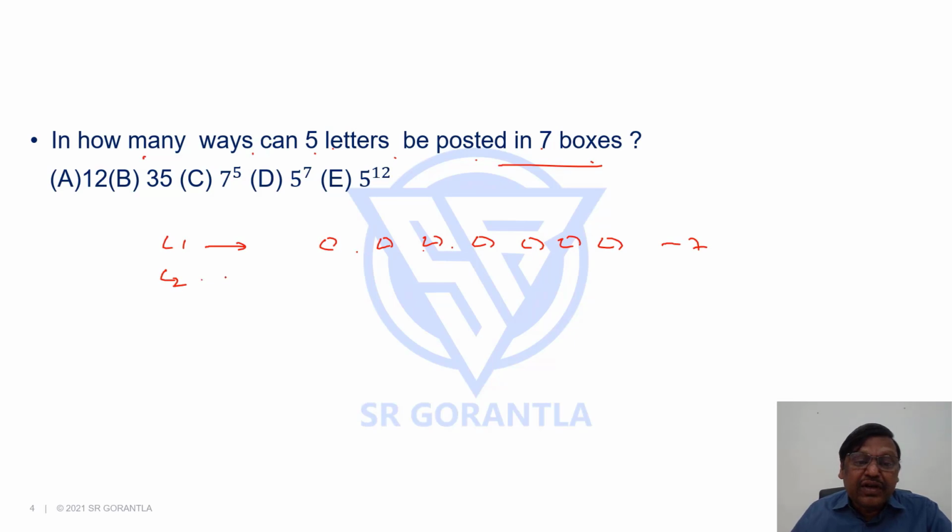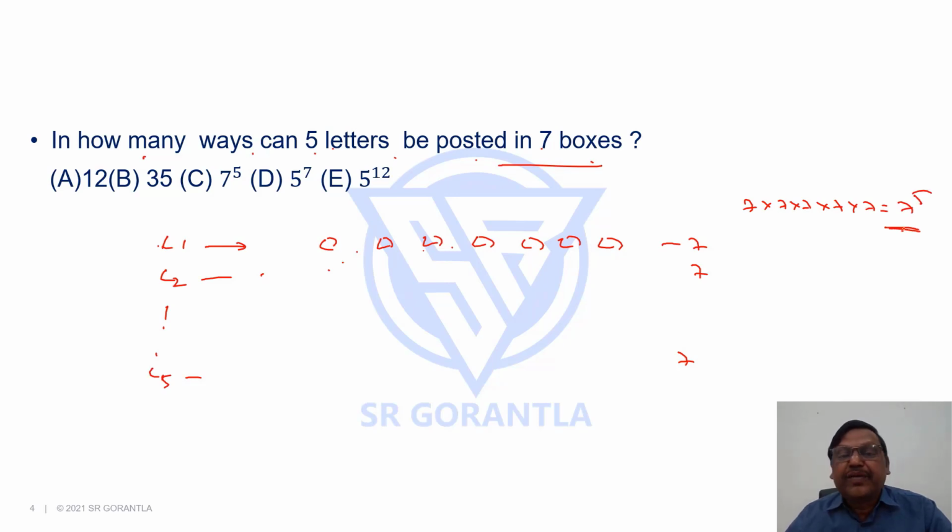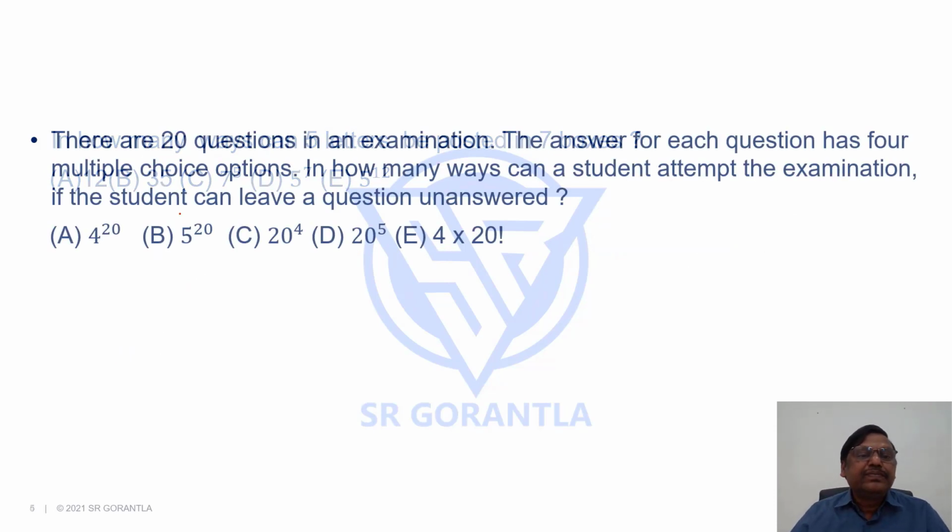For letter 2, similarly, letter 2 can be posted in any of the 7 boxes, 7 options. Letter 5 also we have 7 options. So for every letter there are 7 options. There are 5 letters, so we have to say 7 into 7 into 7, 5 times. In other words, my answer is 7 power 5. So the answer is choice C. I repeat, for every letter there are 7 options. For 5 letters, 7 into 7 into 7, 5 times, 7 power 5. Choice C.